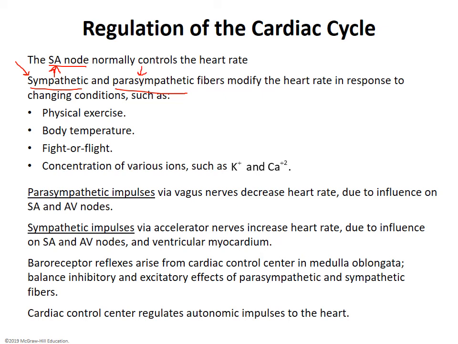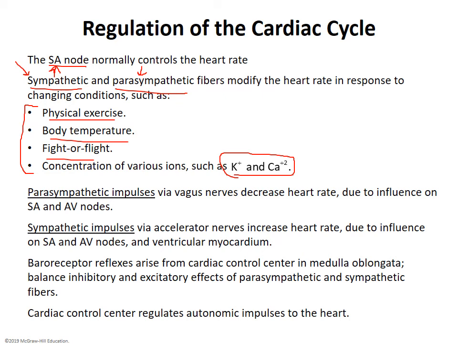Now, most of these are going to be associated with the sympathetic nervous system. Fight or flight. Body temperature gets too high. That's the sympathetic nervous system kicking in. Physical exercise. That's the sympathetic nervous system kicking in. We can have some ion issues if we have too much calcium, too much potassium, not enough calcium, can change things.